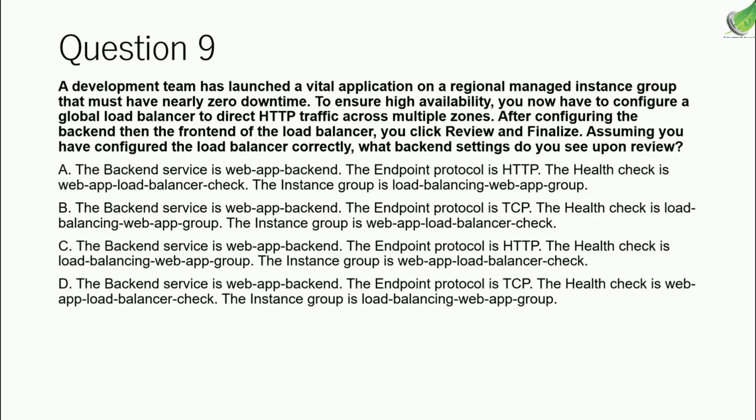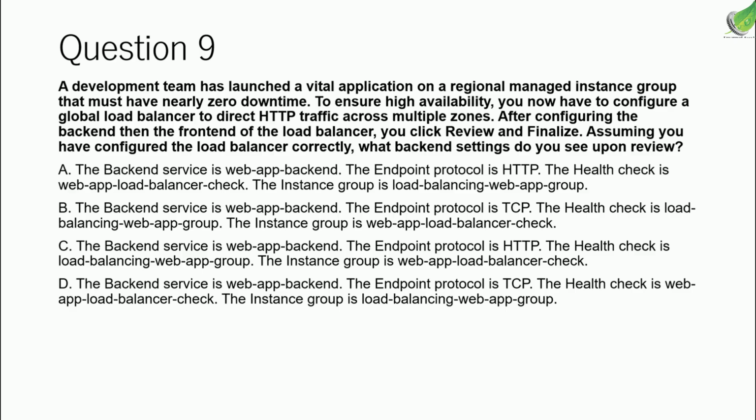Okay, this question tests our knowledge of how a global external HTTP load balancer is configured in Google Cloud. Let's break down the key details from the prompt. First, we're dealing with a vital application that requires high availability. We're setting up a global load balancer, and the traffic type is HTTP. This is the most important keyword in the entire question. The backend for this load balancer is a regional managed instance group. So, our task is to identify the correct backend configuration settings as they would appear on the Review and Finalize screen. This includes the protocol, the backend service, the instance group, and the health check.